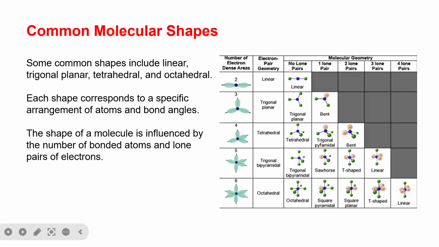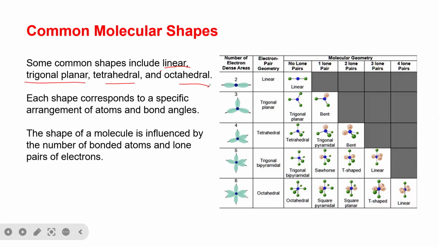Then, without wasting much of our time, let's look at the common molecular shapes. Some common molecular shapes that we have are linear, trigonal planar, tetrahedral, and octahedral. These are the common molecular shapes. Each shape corresponds to a specific arrangement of atoms and bond angles. The shape of molecules is influenced by the number of bonded atoms and lone pairs of electrons. So these are some of the examples.